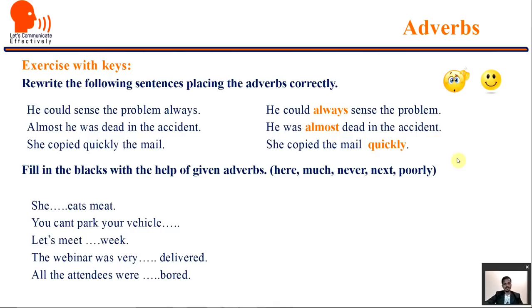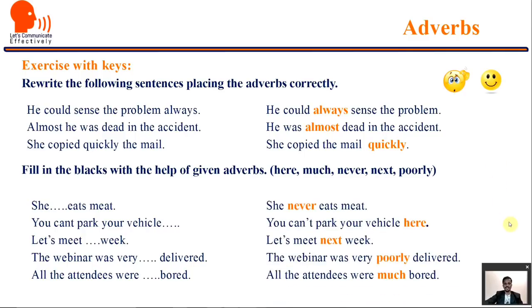She ... eats meat. You can park your vehicle ... Let's meet ... week. The webinar was very ... delivered. All the attendees were ... bored. This is a bit simple. So the keys are: she never eats meat. You cannot park your vehicle here. Let's meet next week. The webinar was very poorly delivered. All the attendees were much bored.